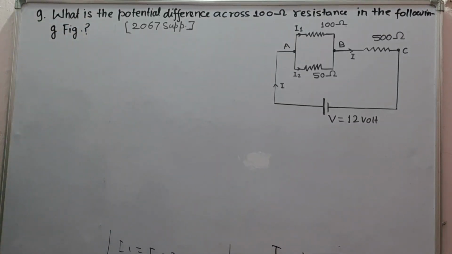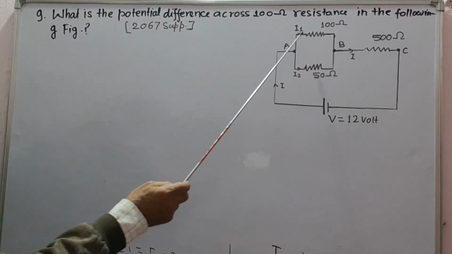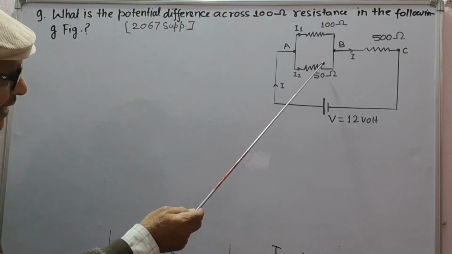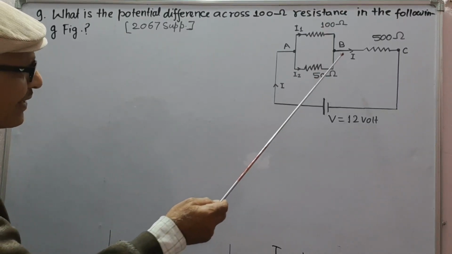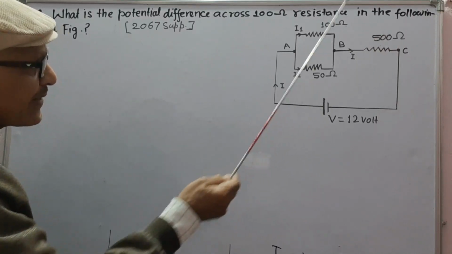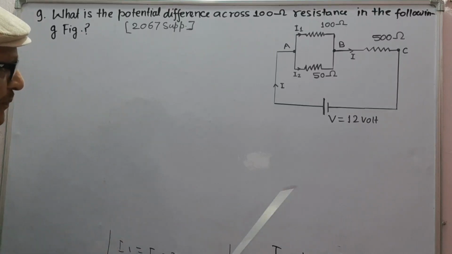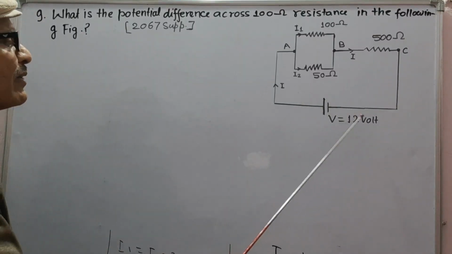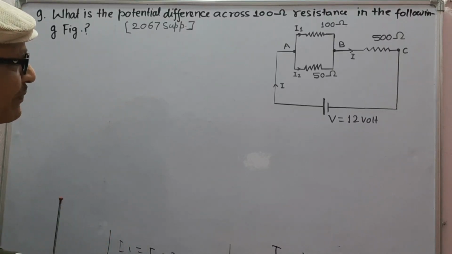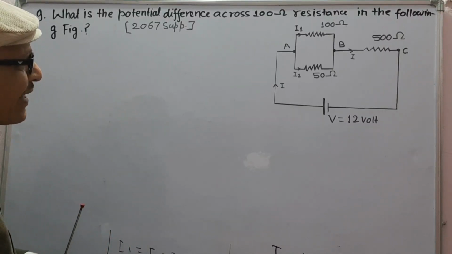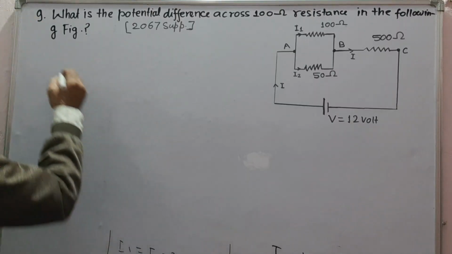Next question number 9. The question is, what is the potential difference across 100 ohm resistance in the following figure? The circuit diagram is this one. Here this is 100 ohm resistance and 50 ohm resistance, both are in parallel, and a series resistance of 500 ohm is connected to them, along with a battery of 12 volt. We have to find the potential difference across 100 ohm.